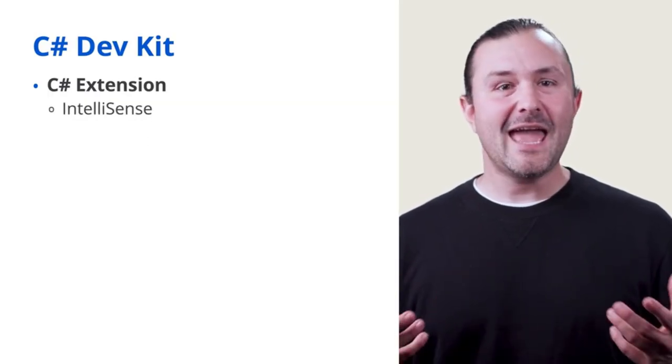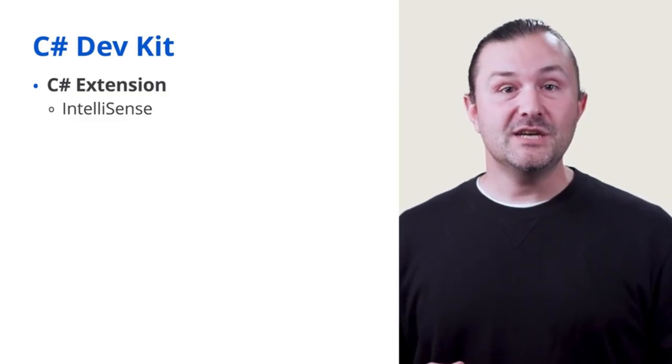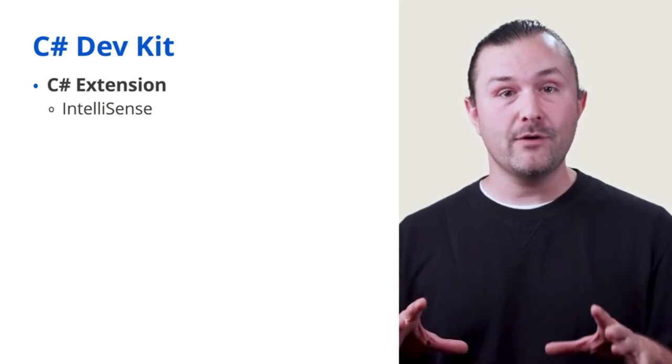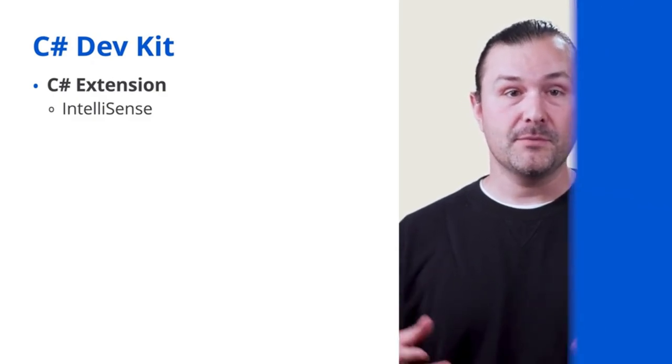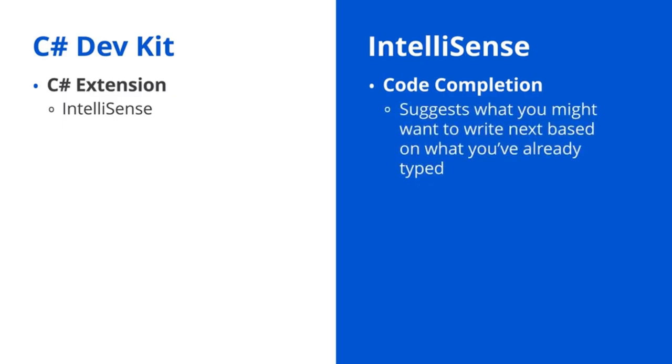Think of IntelliSense as a helper that understands the code that you're writing. As you type, it suggests what you might want to write next based on what you've already typed and the rules of the programming language, in this case C#. This is known as code completion. It means you don't have to remember everything yourself. It helps you write code more quickly and with fewer mistakes.